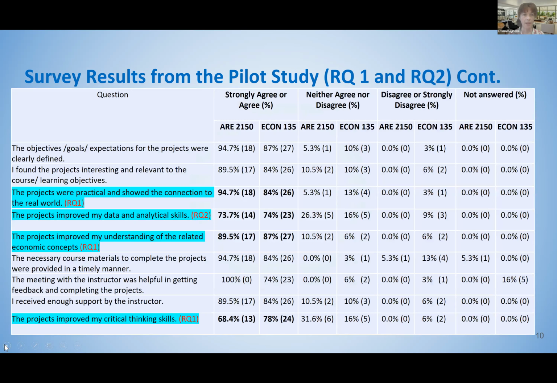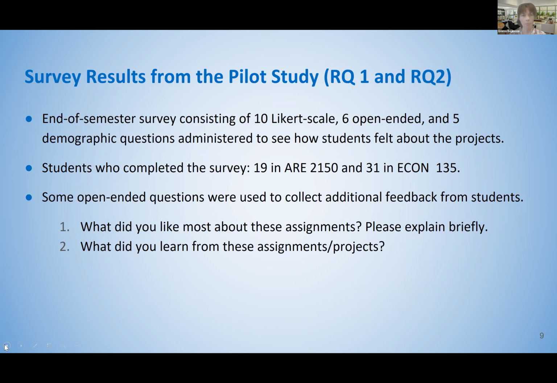We conducted a survey at the end of the semester, and this survey consisted of 10 Likert scale questions, 6 open-ended questions, and 5 demographic questions. Our goal was to see how students felt about the project. 19 students in Area 2150 completed the survey and 31 in Econ 135. You can see here on the slide some of the open-ended questions that we asked students to collect additional feedback. I'm going to discuss their responses in a few slides.